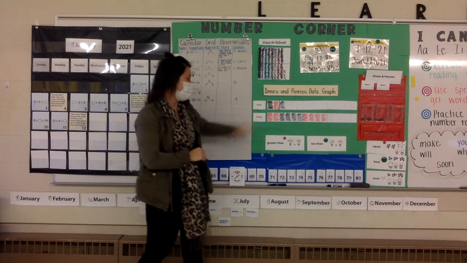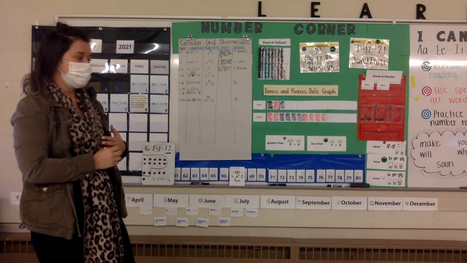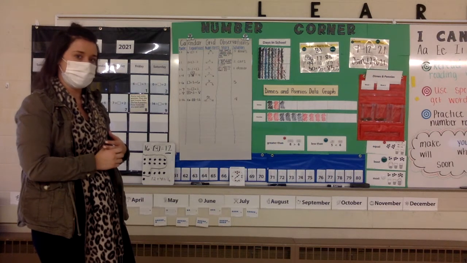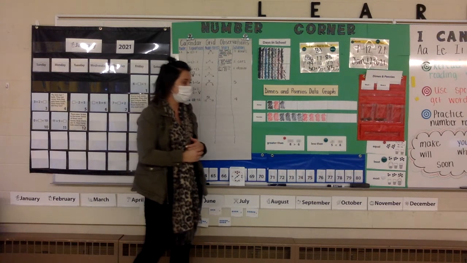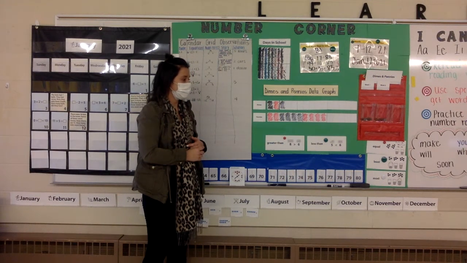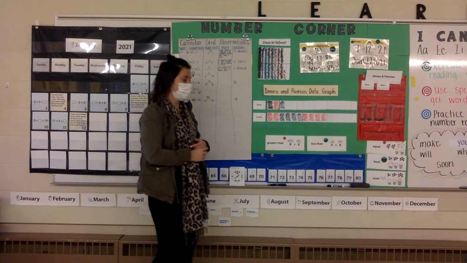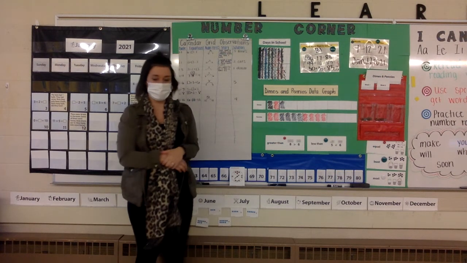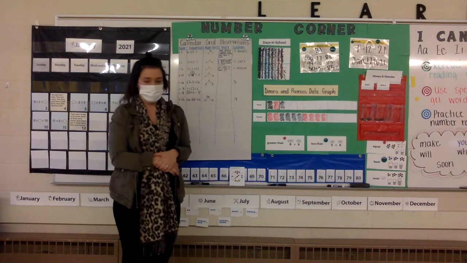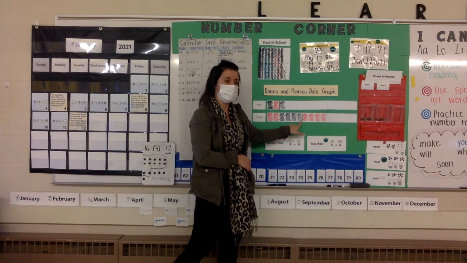I want you to look at dimes and pennies. Which one has the most? Which one has the least? Which one is greater than or less than? What do you think? Nevaeh, what do you think? Which one is the most? Pennies or dimes? Pennies. Pennies does. It has 10. Which one is the least, Adelie? Dimes.